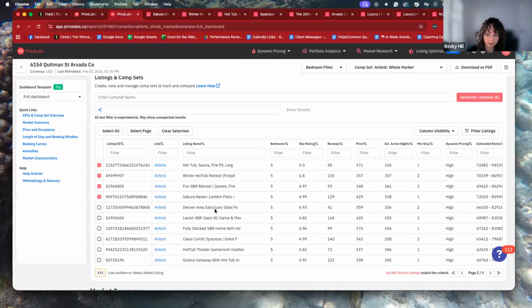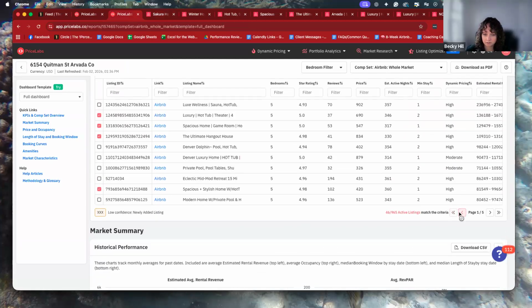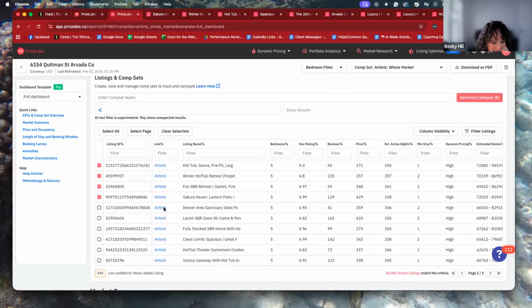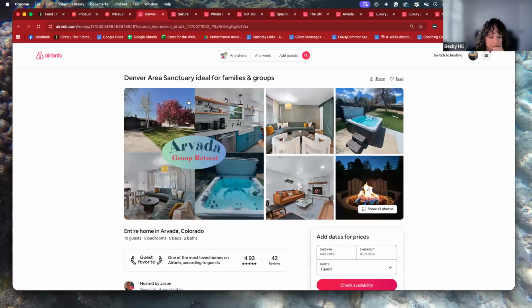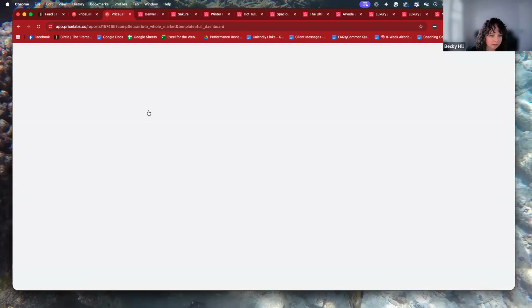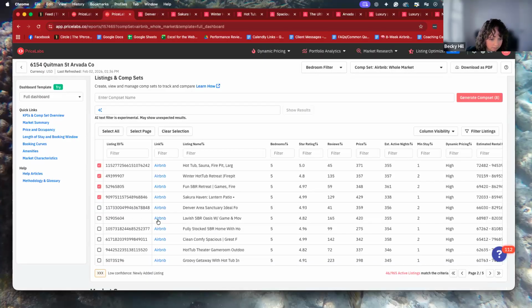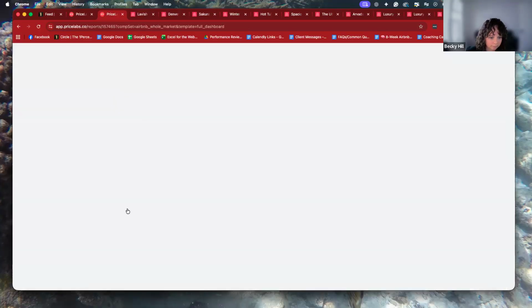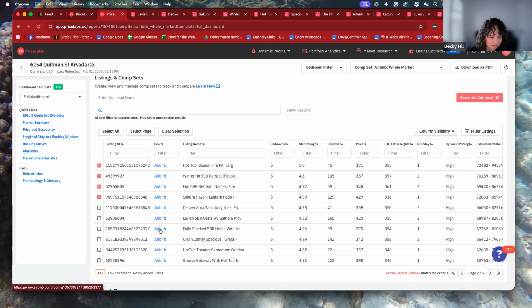Okay, so let me see. We have 4 on this page, 4 on this page. Okay, let's find 2 more, and then we're going to go into AirDNA. We're going to create this comp set. I'm going to show you what to do with it. We might have to do a part 2 next week. Let's look at a couple more. I want to find some without a hot tub. Yeah, that has become a standard in this area.